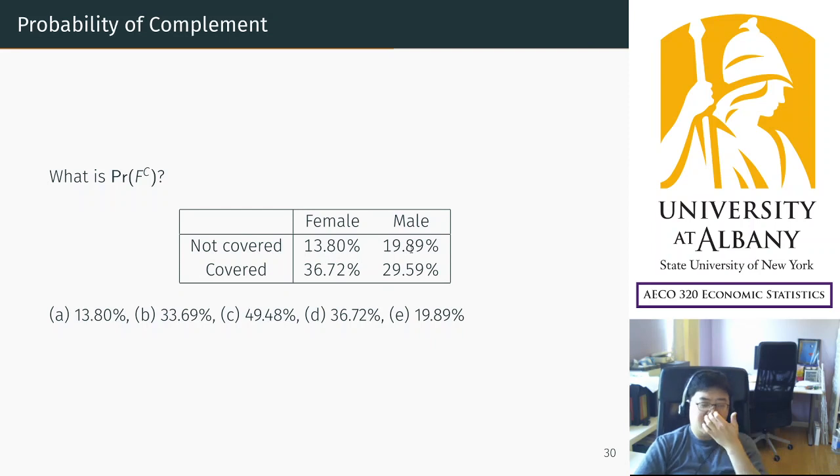Or in words, male. These two types of people are male. And then the probability of this event is the sum of these two numbers, 19.89 plus 29.59. So the answer is about 49.48%. That's how you calculate probability in general.